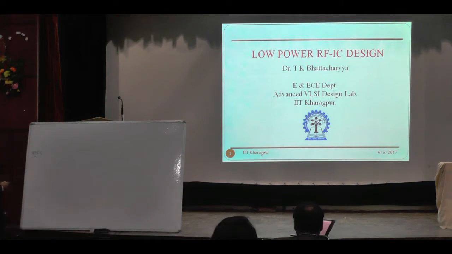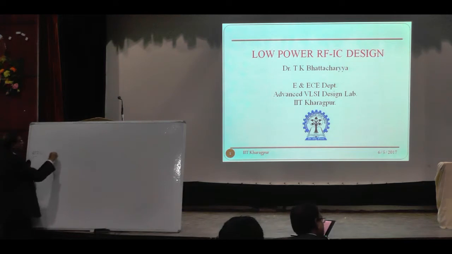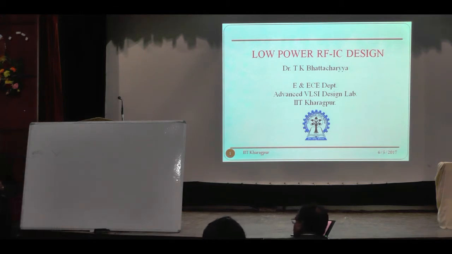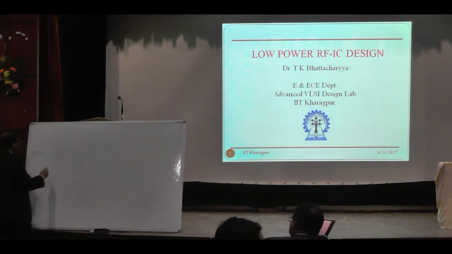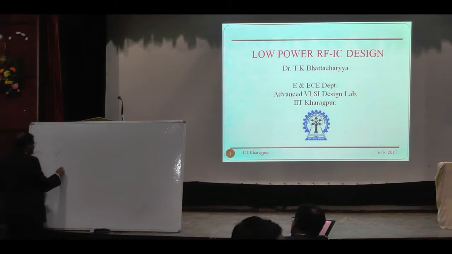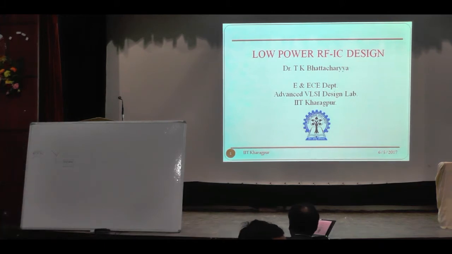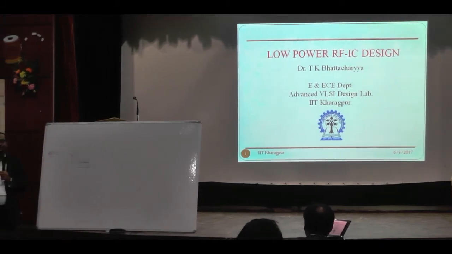So if you look at the modern front-end design, essentially if you look at the signal that is coming to your antenna, the range of say 100 megahertz to 10 gigahertz, we call it the RF region. And the signal comes, and then you need to filter that signal. So you need RF filters which will actually select the particular band.